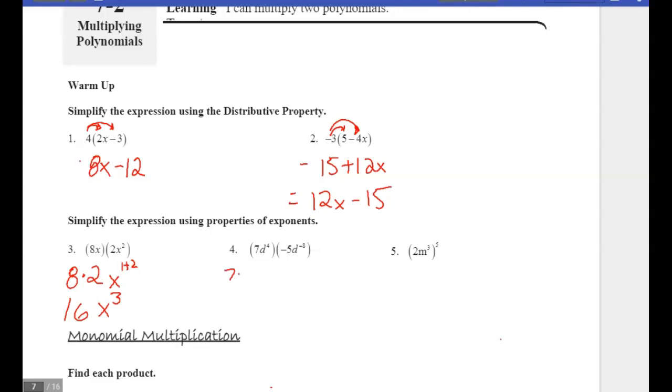Over here, same thing, the 7 and negative 5 combine to get negative 35. And then d to the negative 8 plus 4 is d to the negative 4. And then remember, since this is negative, this is a good reminder that the 35 doesn't move to the bottom. That negative just stays. However, the d to the 4th goes to the bottom. But then there's a difference here.